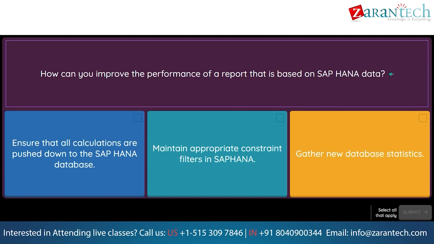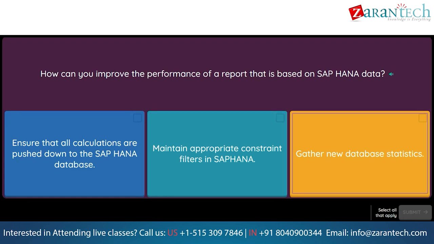Question, how can you improve the performance of a report that is based on SAP HANA data? Option 1, ensure that all calculations are pushed down to the SAP HANA database. Option 2, maintain appropriate constraint filters in SAP HANA. Option 3, gather new database statistics.